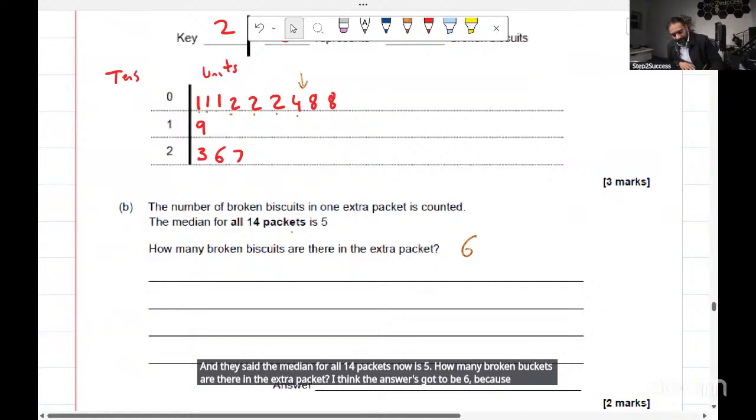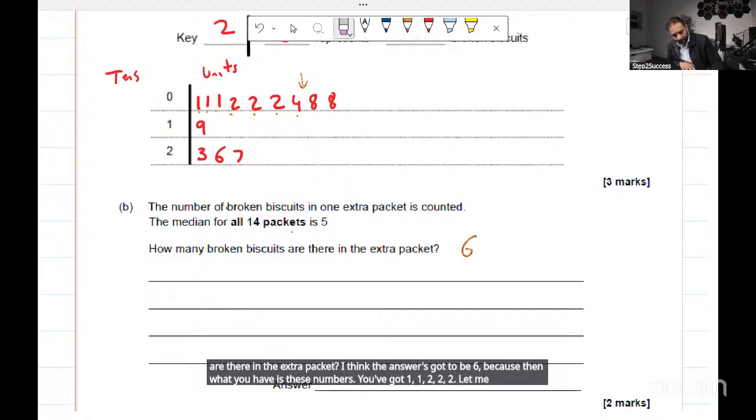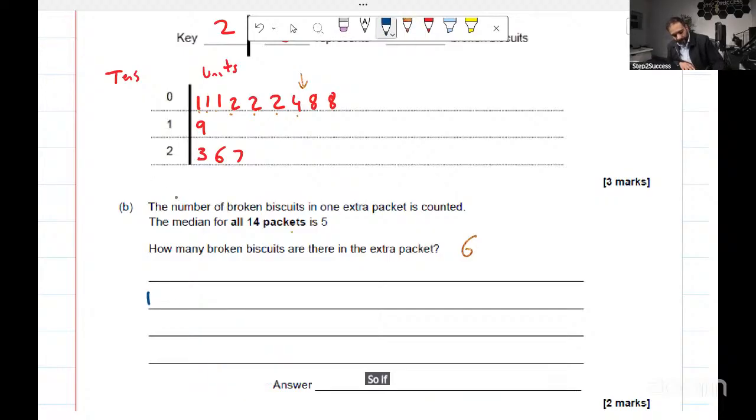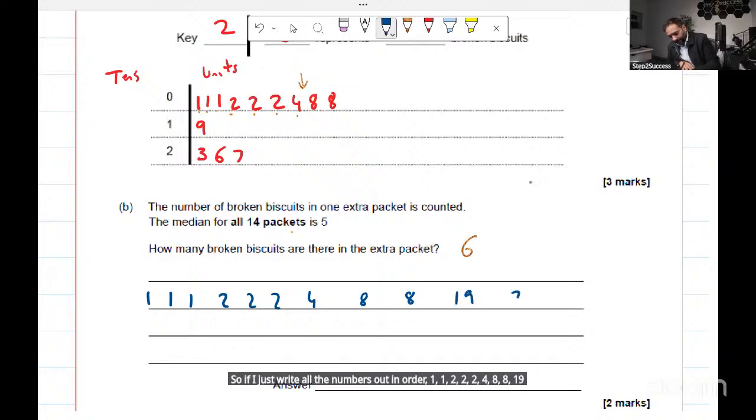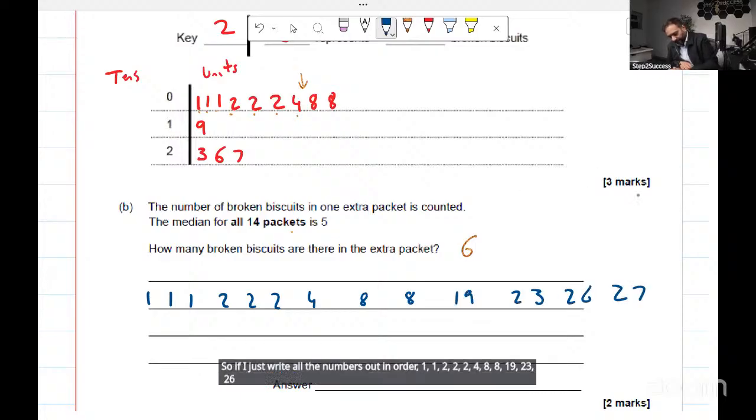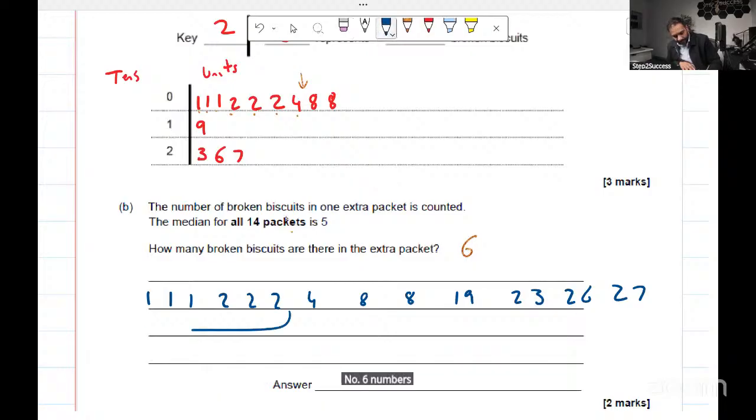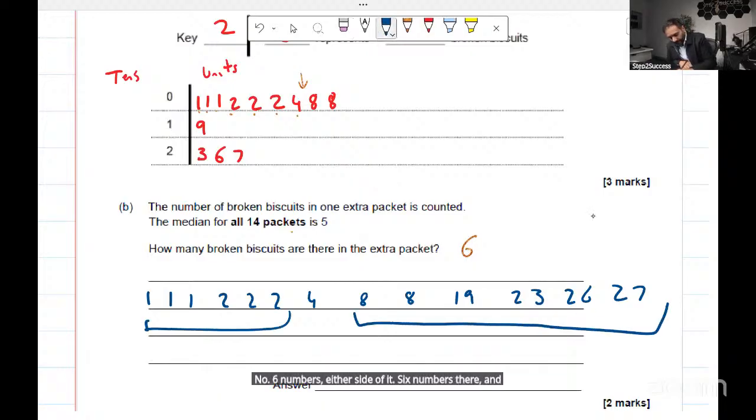Because then what you have is these numbers. Let me explain this properly. If I just write all the numbers out in order: 1, 1, 1, 2, 2, 2, 4, 8, 8, 19, 23, 26, and 27. Before, the median was here because there are 6 numbers either side of it, 6 numbers there and 6 numbers here.